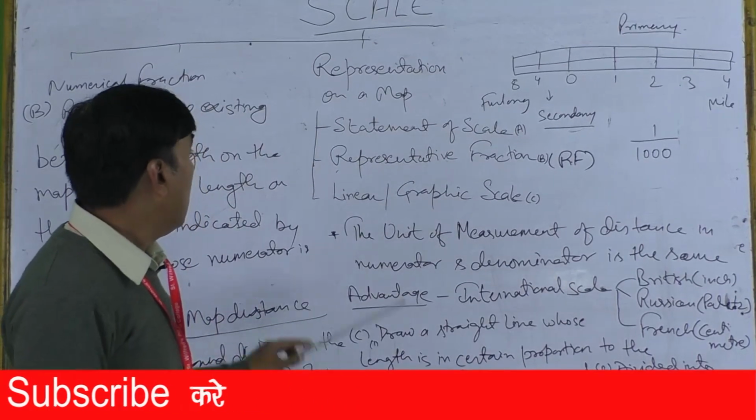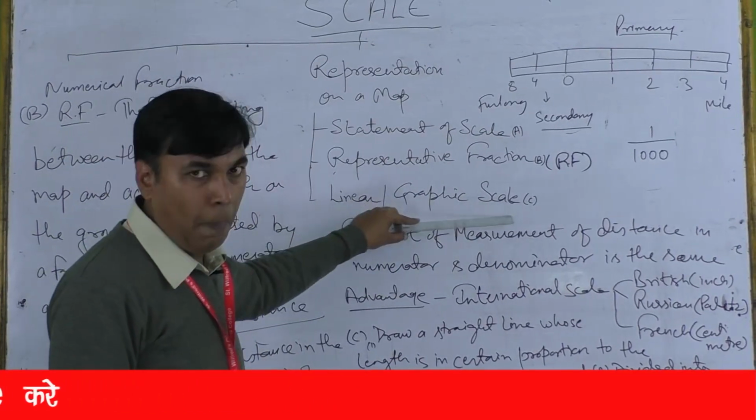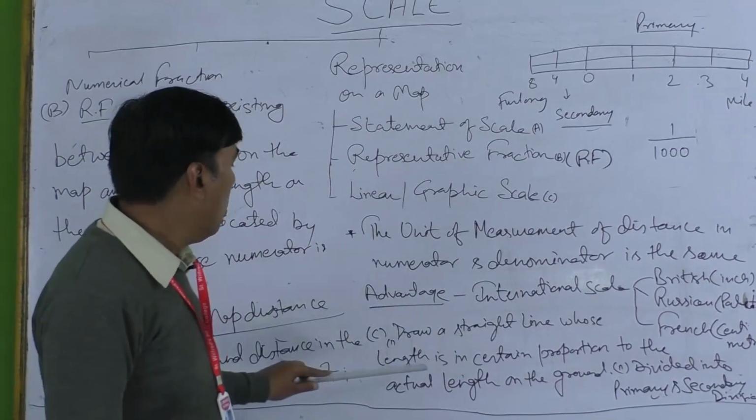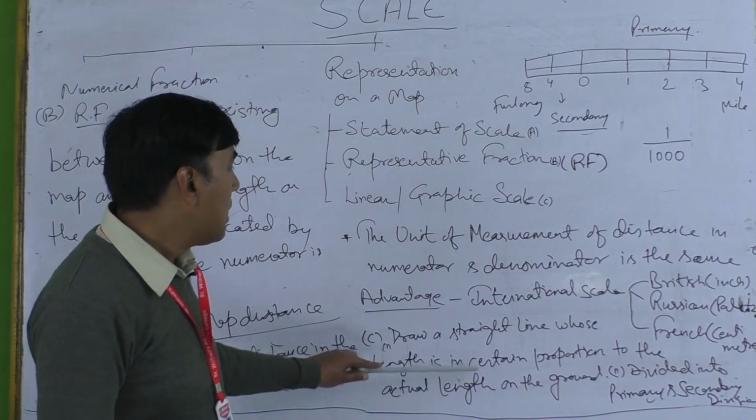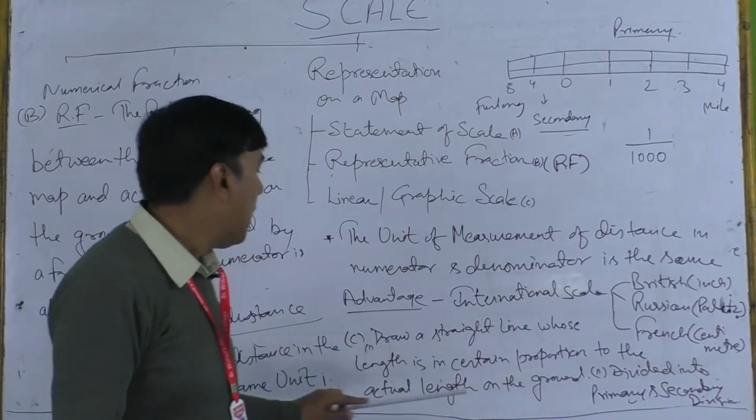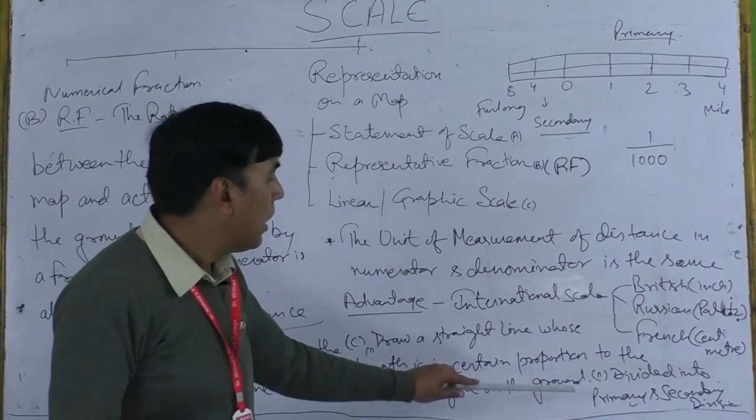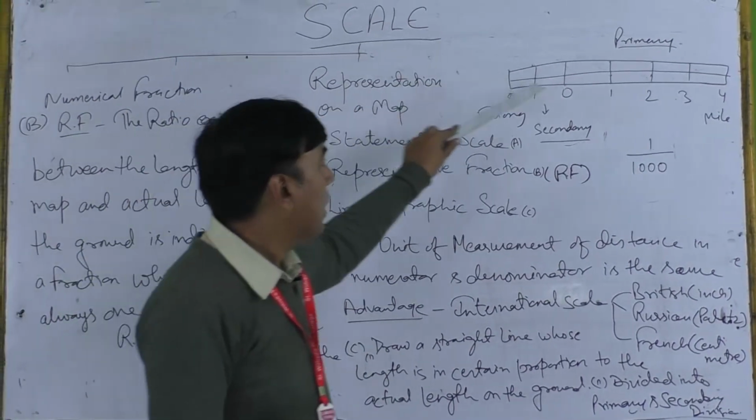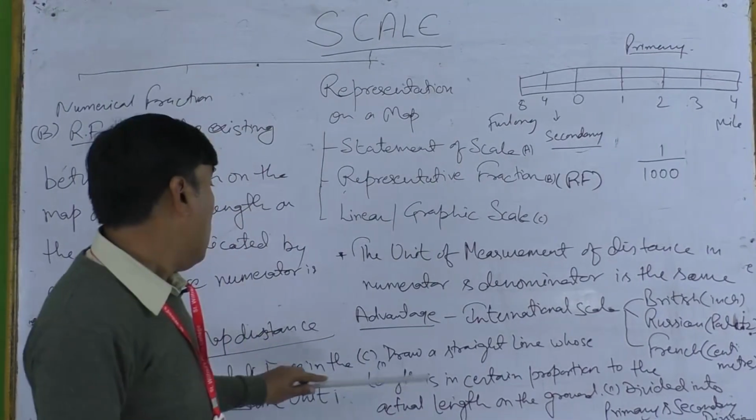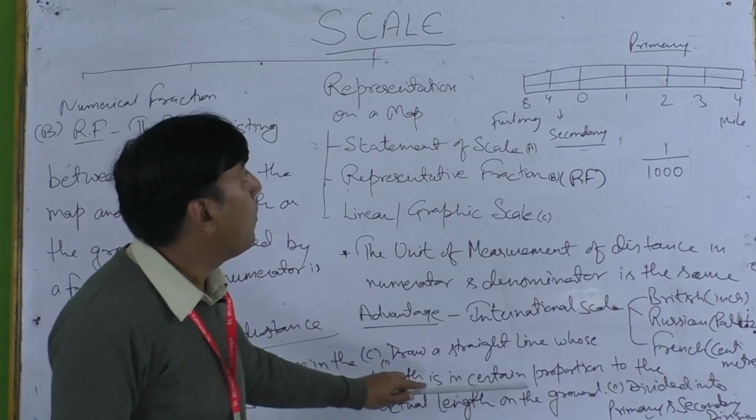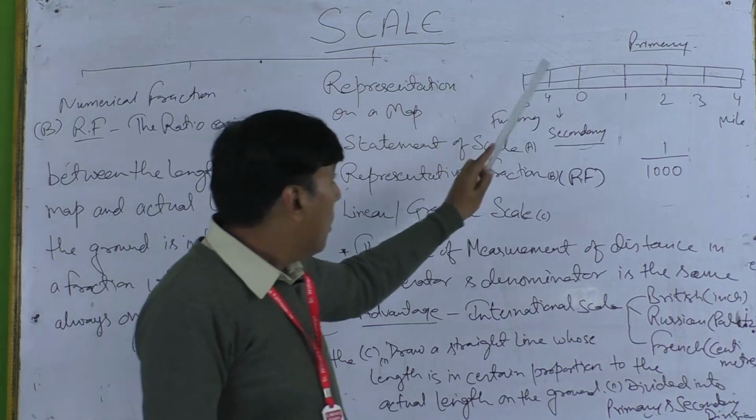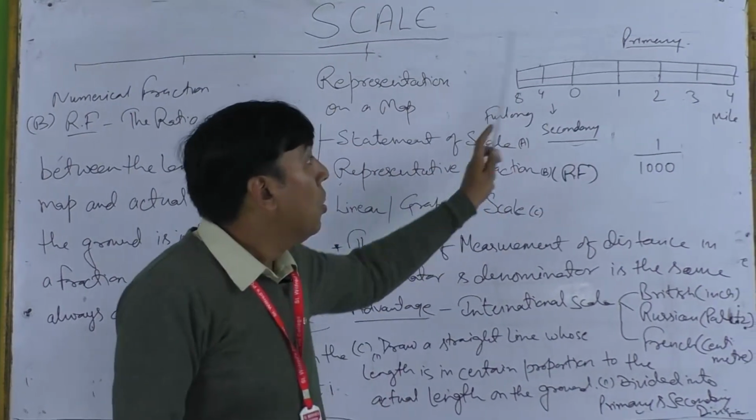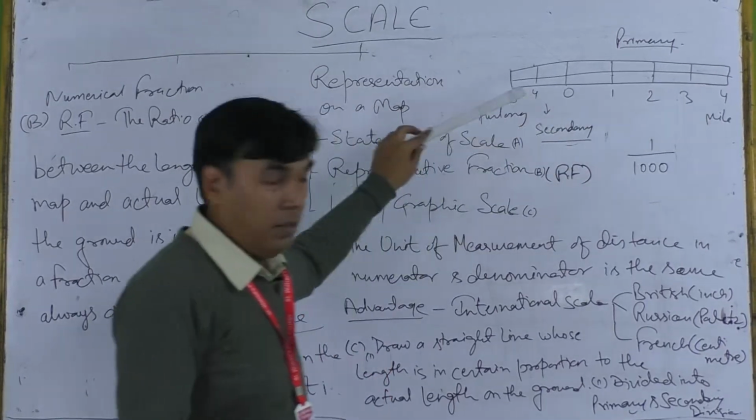Now the third is linear graphic scale. What does it mean? It means drawing a straight line whose length is in certain proportion to the actual length on the ground. Suppose we draw a straight line, whose length is in certain proportion. Suppose it's a 15 centimeter line, but this 15 centimeter line shows about 5 miles.